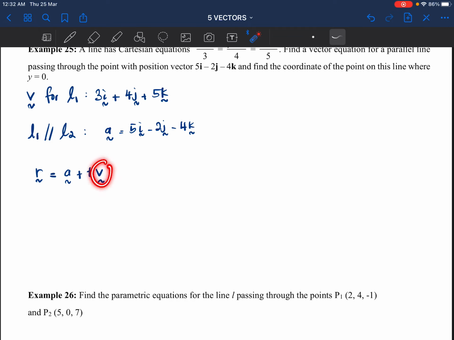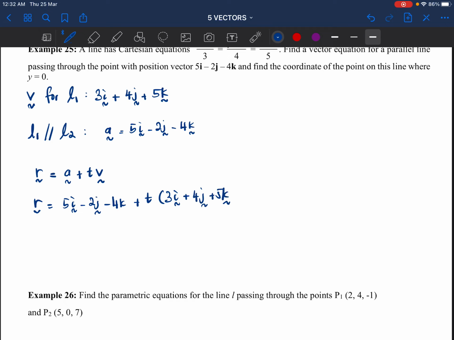So v kita dia parallel dengan ini. So kita boleh guna untuk line 1 lah. So kita ada r is equals to 5i minus 2j minus 4k plus t, v kita is 3i plus 4j plus 5k. So any vector yang parallel dengan vector yang kita nak cari, kita boleh gunakan dia. Okay, so ini dah jawab soalan yang pertama.